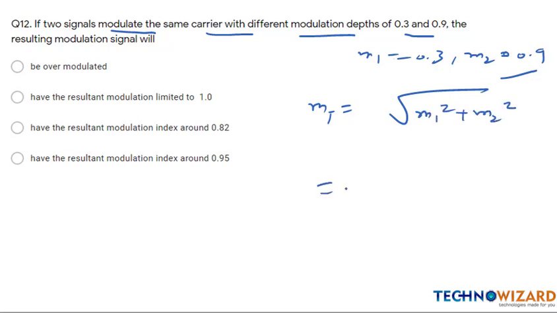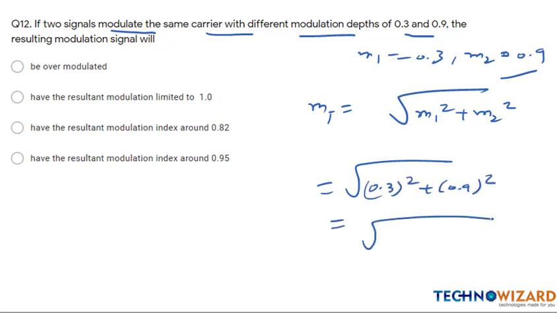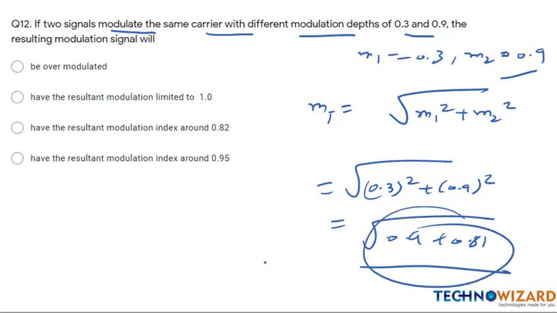So square root of 0.3 square plus 0.9 square, which is equal to 0.09 plus 0.81. On solving this, you will get around 0.95 as the correct answer here, and the resultant modulation index will be 0.95. So option D is the correct answer.